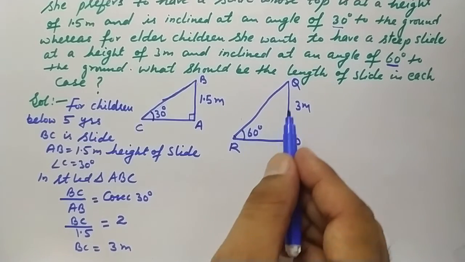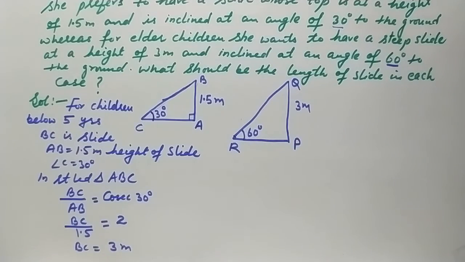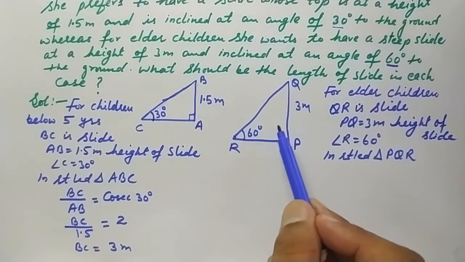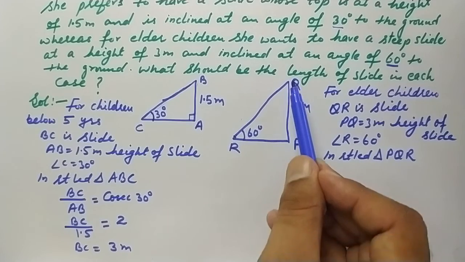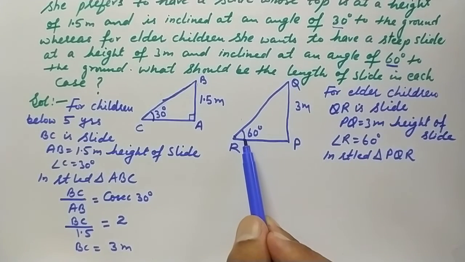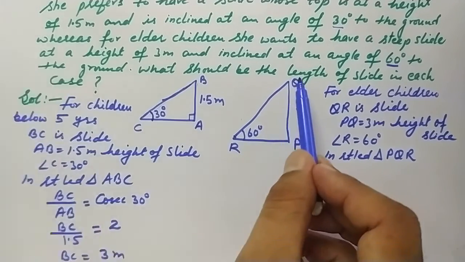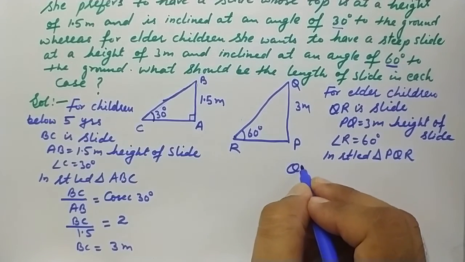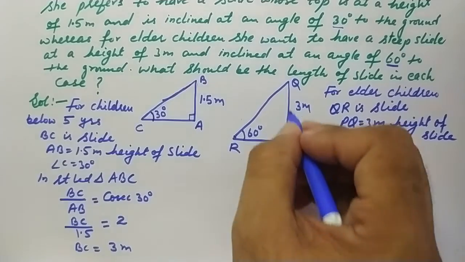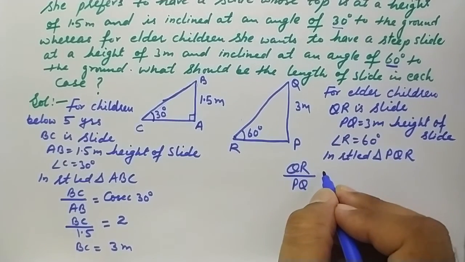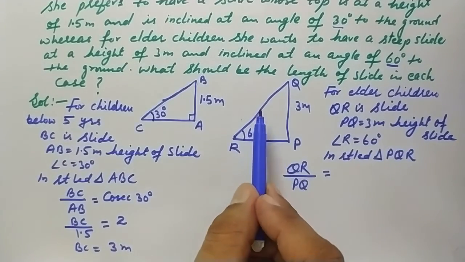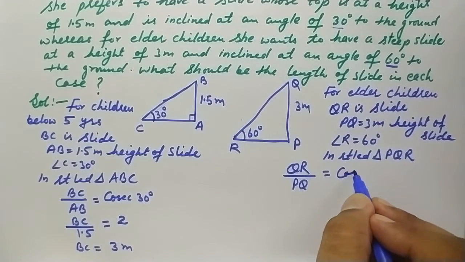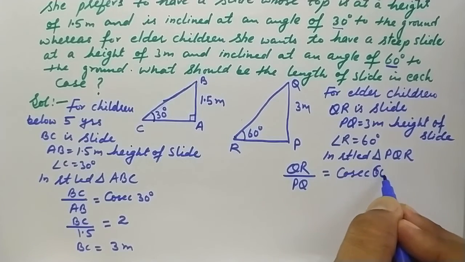Now let's find out the length of the slide in the other case. For elder children, QR is the slide, PQ is the height of the slide, that is 3 meter, and angle R is 60 degree. So in right angle triangle PQR, we need to find QR. I'll write QR over PQ in the denominator, which is again H over P, that is cosecant 60 degree.